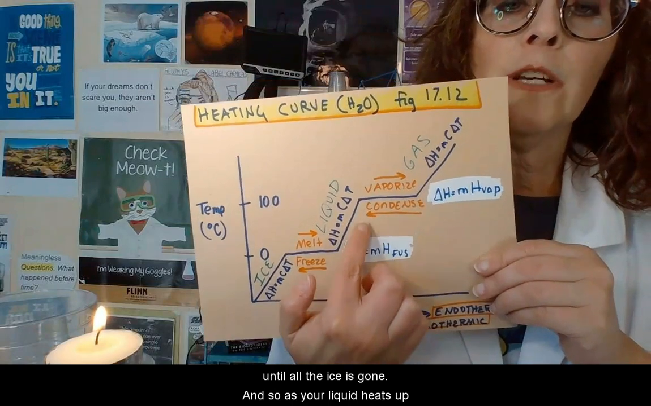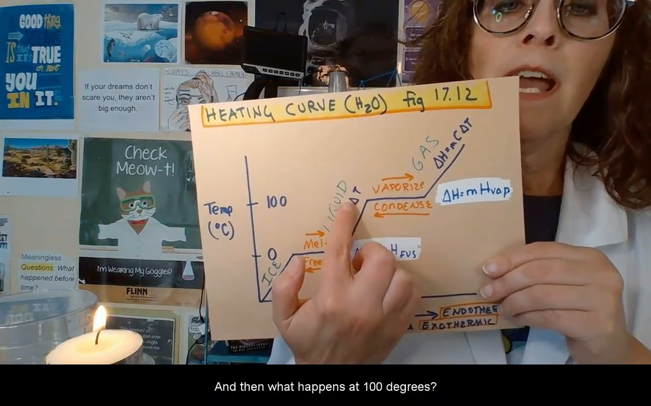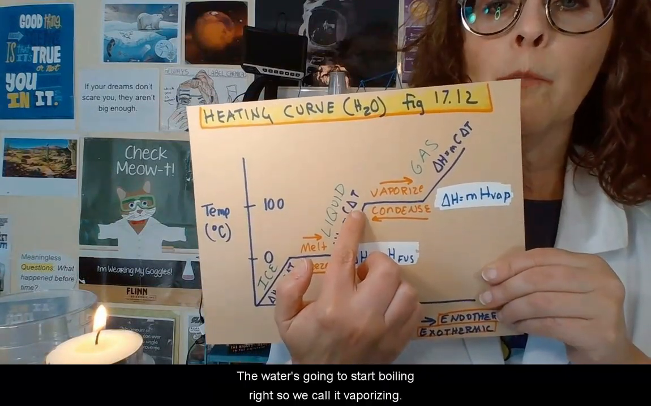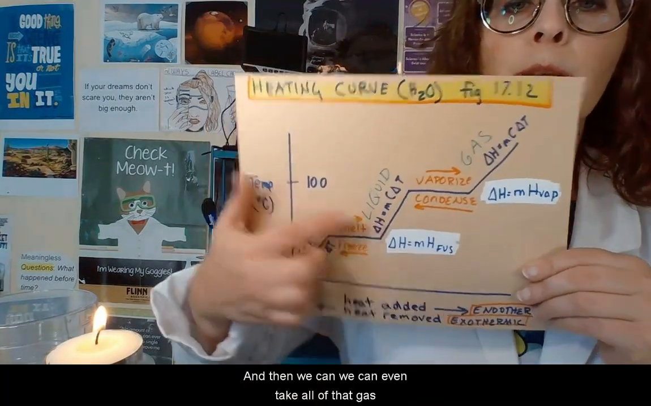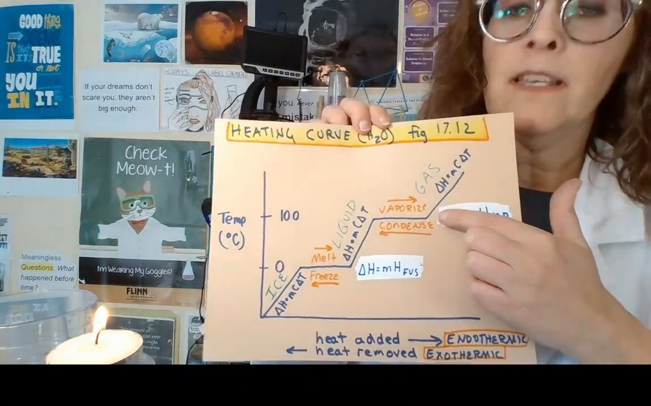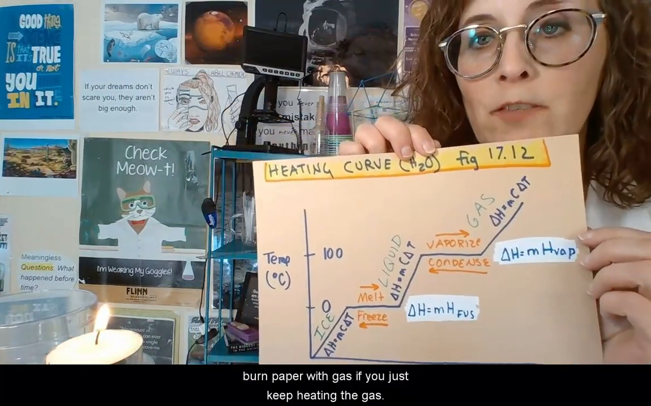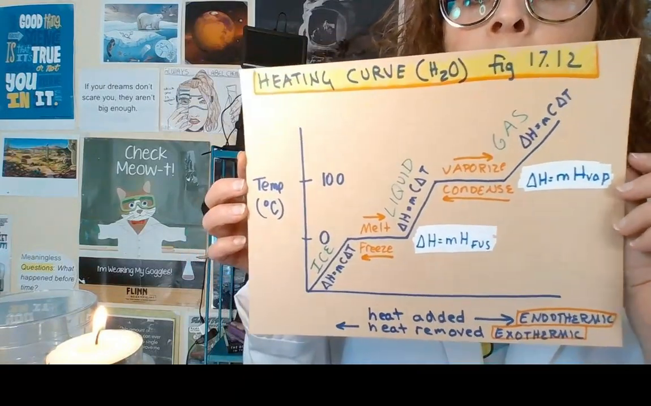And so as your liquid heats up, we start going up on our stair steps. And then what happens at 100 degrees? The water's going to start boiling, right? So we call that vaporizing. And then we can take all of that gas and start heating the gas. It's possible to actually burn paper with gas if you just keep heating the gas. I think you can probably find that on a YouTube video.